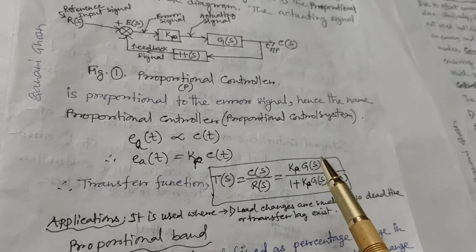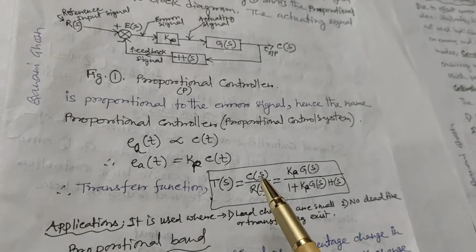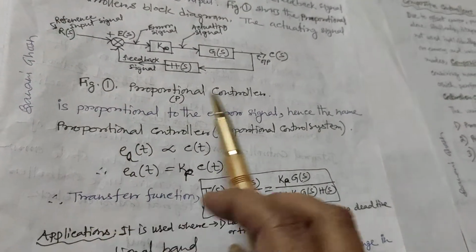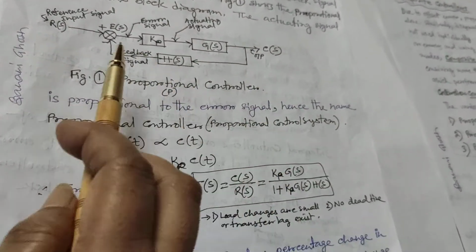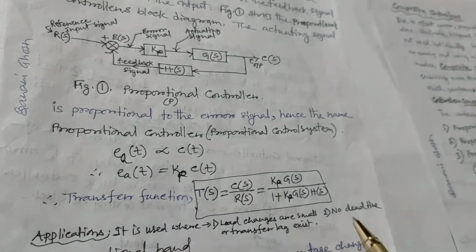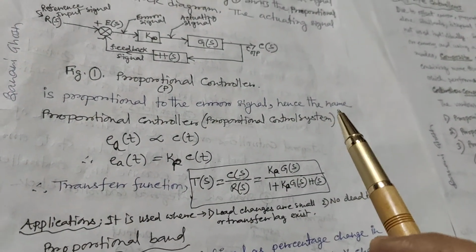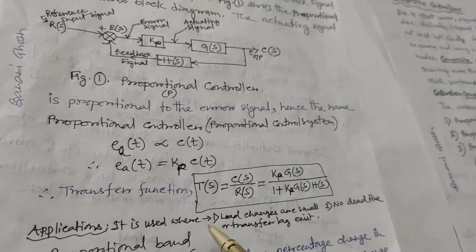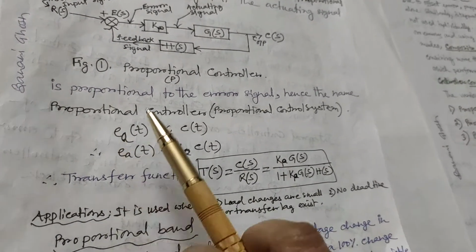Now, the application of the proportional controller. It is used where load changes are very small and no dead time or transfer lag exists. In that case, proportional controllers are used.